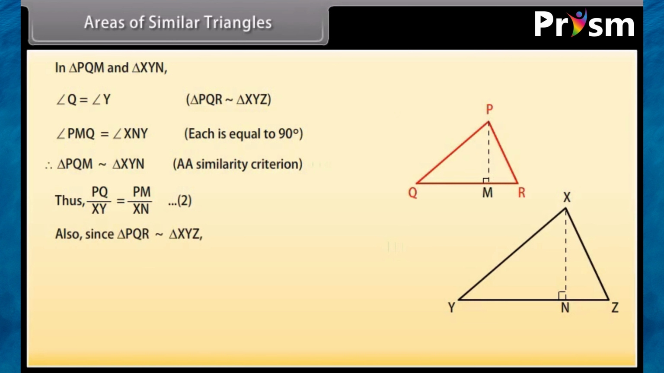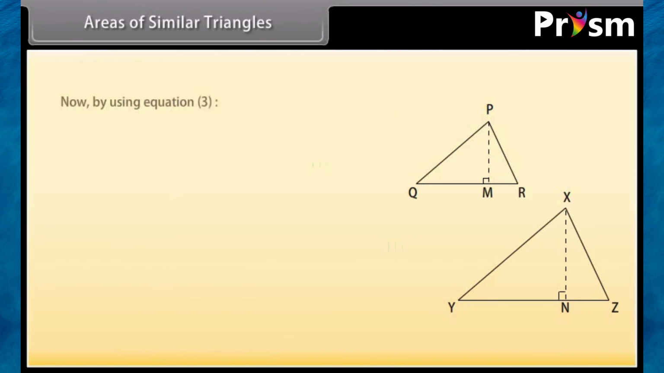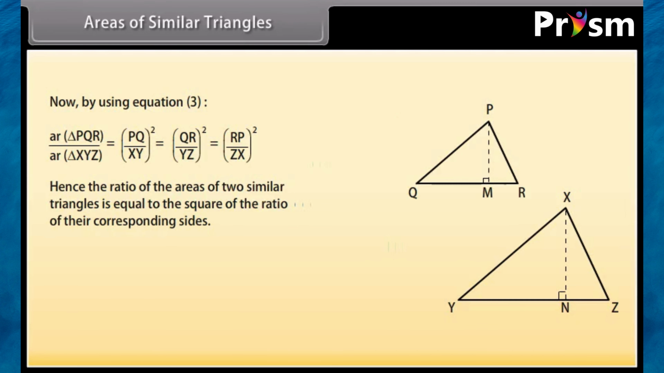Also, since triangle PQR is similar to triangle XYZ, PQ upon XY equals QR upon YZ, which is equal to RP upon ZX. Mark it as 3. From equation 1, area of triangle PQR upon area of triangle XYZ equals PQ upon XY whole square by using equations 2 and 3. Now by using equation 3 we get area of triangle PQR upon area of triangle XYZ equals PQ upon XY whole square, which is equal to QR upon YZ whole square, which is equal to RP upon ZX whole square. Hence, the ratio of the areas of two similar triangles is equal to the square of the ratio of their corresponding sides.